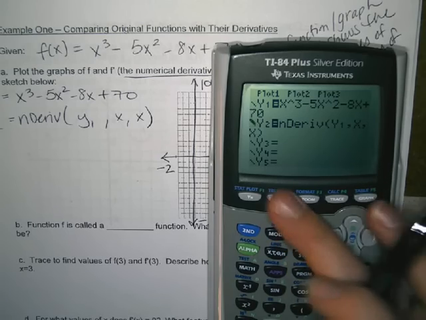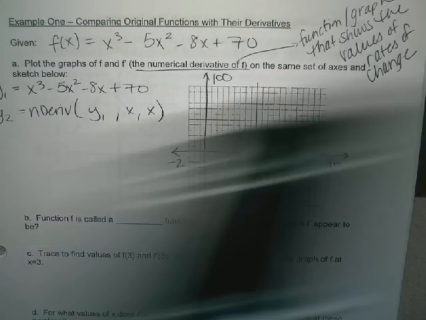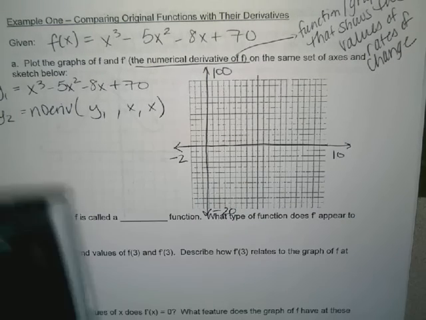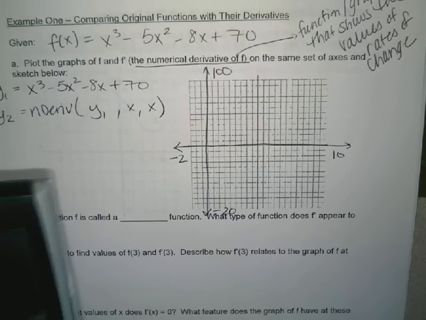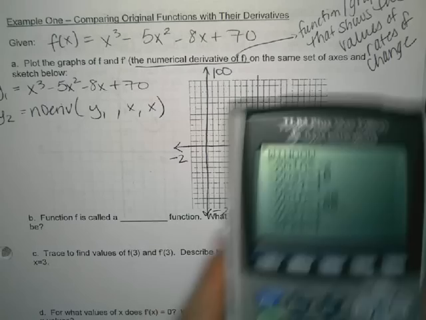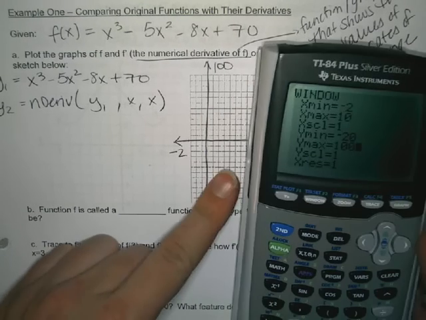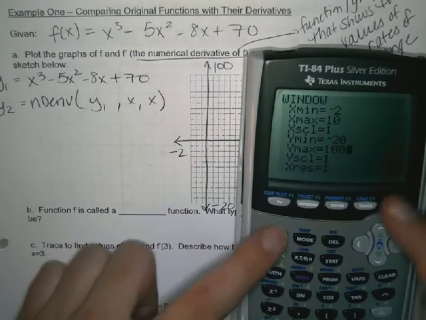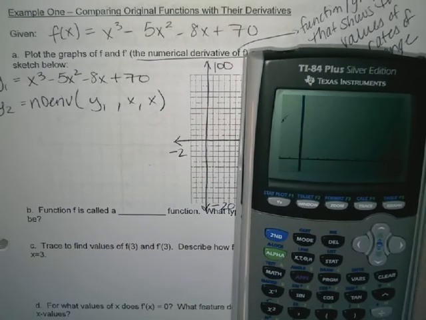And then we're going to go to Window. I'm going to set my window parameters like I said there. So -2 to 10, and -20 to 100. Okay, and then I'm going to hit graph. Okay, so this is the original function that's graphed, which should look like that because it's a cubic.